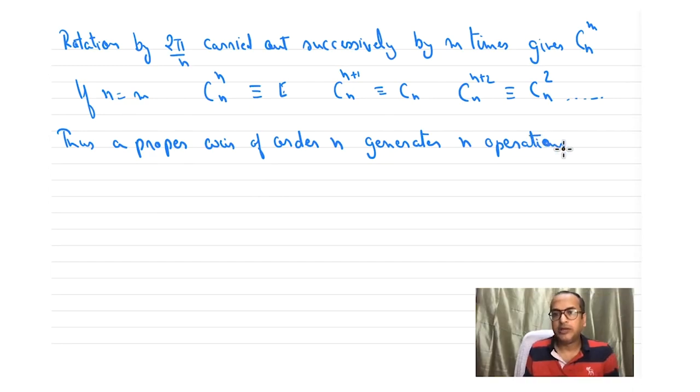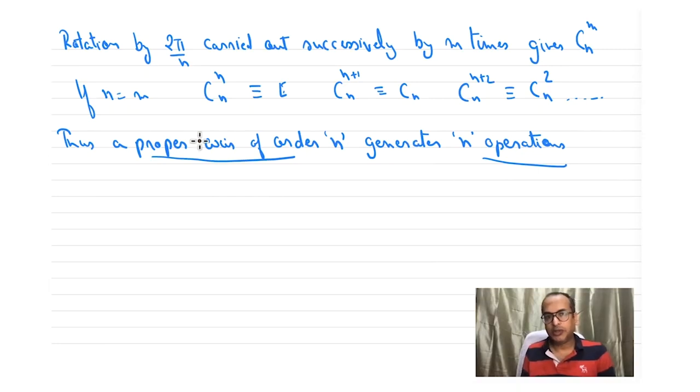So we will see later why the number of operations is important. It's in the definition of mathematical groups that we are going to learn later. So we need to understand what the proper axes of rotation present in a molecule are and how many operations they will generate. Okay, so this is a symmetry element and this is a symmetry operation. So we need to know both.